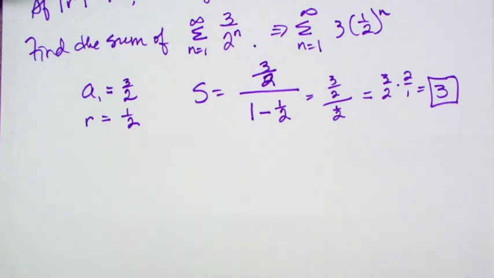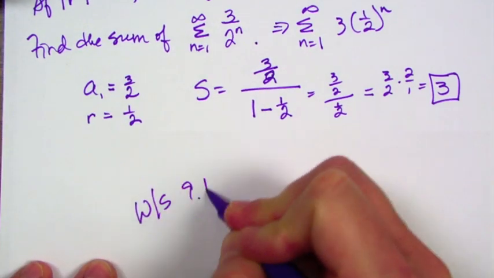So that's worksheet 9.1, 9.2. Could you go over number 9 on 1.1, the sequence? Yes.